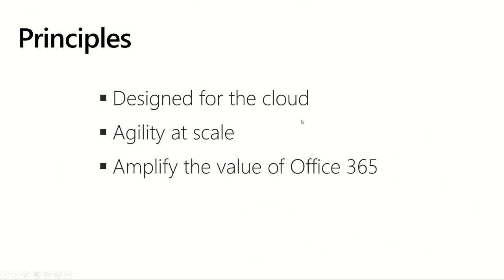First of all, it was designed for the cloud from the very, very beginning. It was designed for what we call agility at scale. And by that we mean that it was designed so that we could add features at a rapid pace while still scaling to millions and millions of users. And last but not least, one of the original goals, and something that we still pay a lot of attention to, is to amplify the value of Office 365.